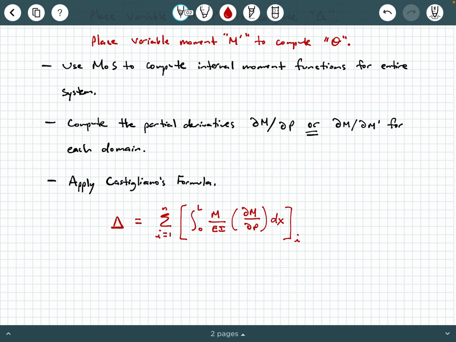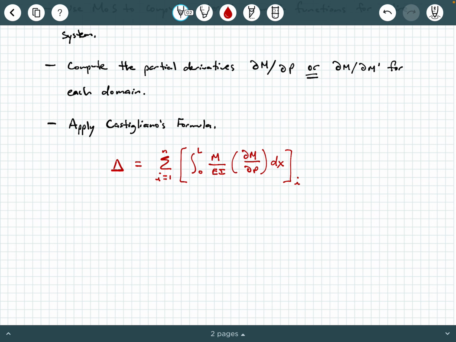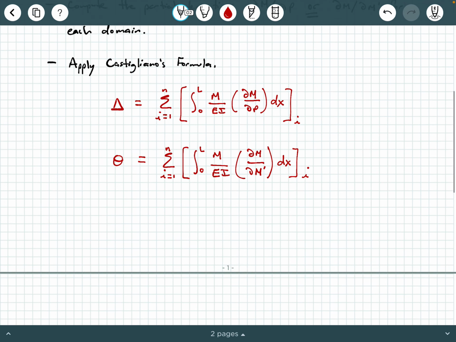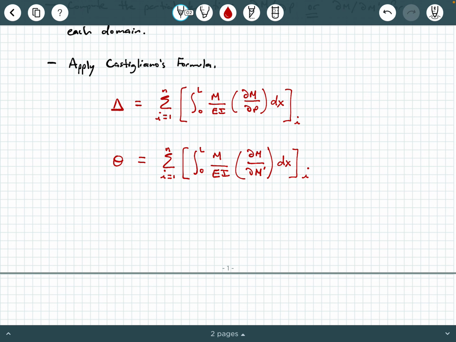Now, what if you want a rotation angle? The rotation angle computation is almost the same. We're going to say theta equals the summation as i goes from 1 to n of the integral from 0 to L of M over EI times the partial derivative, but this time it's with respect to M prime, so it's dM/dM prime, dx sub i. So let's define these terms and write them all out, make sure we know what we're talking about.